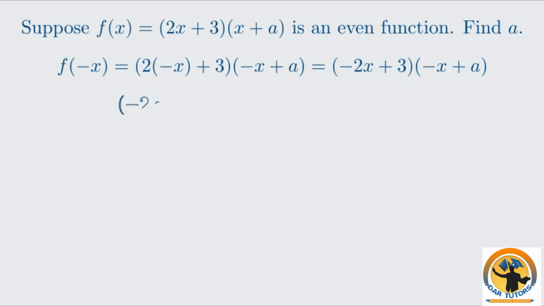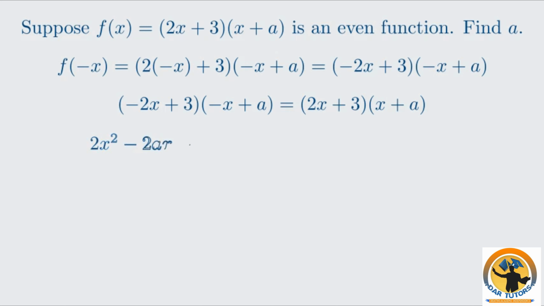Now we set f of negative x equal to f of x. So the quantity negative 2x plus 3 times negative x plus a must equal the quantity 2x plus 3 times x plus a. To solve for a, we can expand both sides of the equation. Expanding the left side gives us 2x squared minus 2ax minus 3x plus 3a. Expanding the right side gives us 2x squared plus 2ax plus 3x plus 3a.